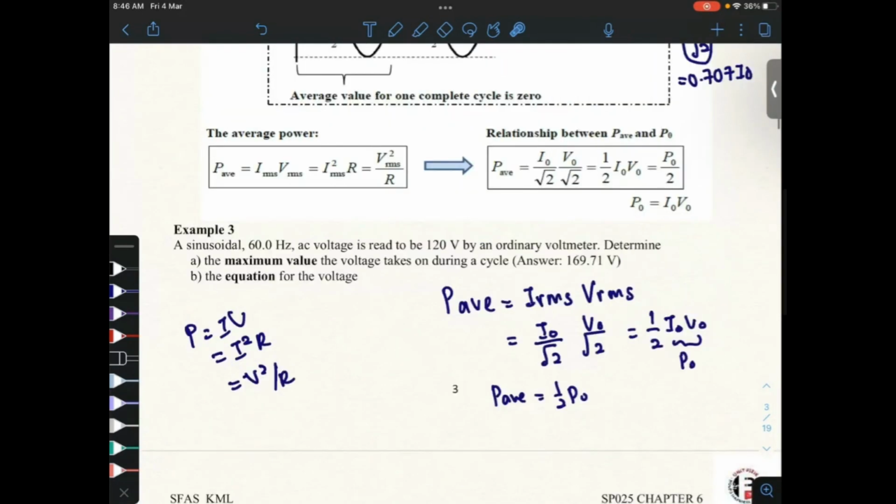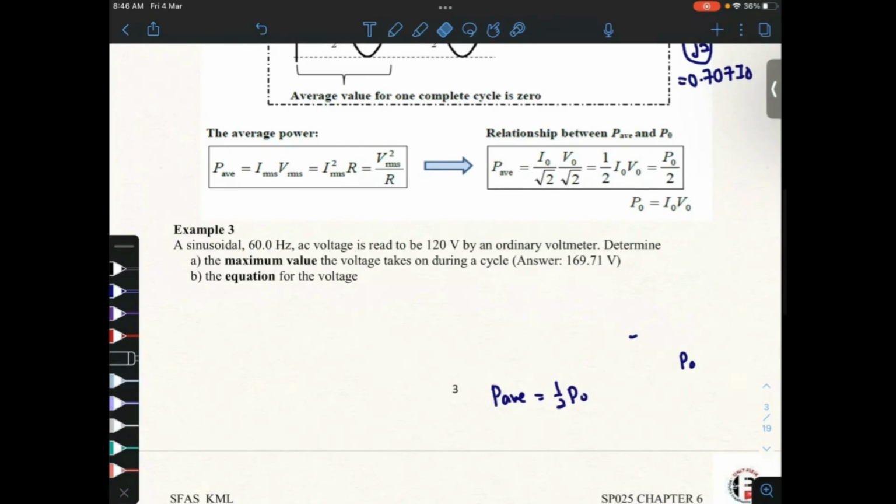Are we good up to this particular point? Good, Miss. Semua okey? Yang lain semua okey juga? Okay, Miss.